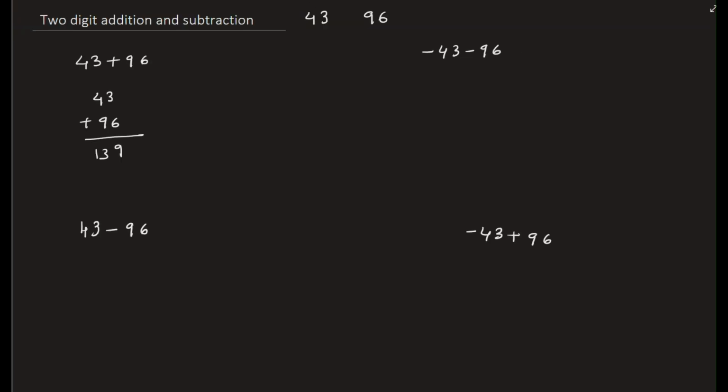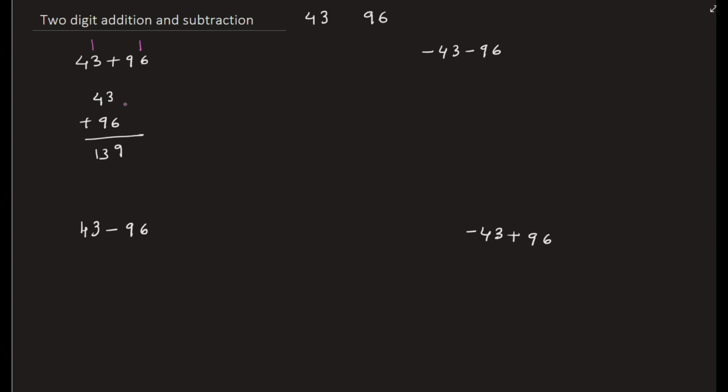So next I will do two-digit addition and subtraction. I have two numbers, 43 and 96. So I will try various combinations of 43 and 96. First I have 43 plus 96. So I write the numbers one below the other in such a way that I have 3 and 6 in the units place, and they come below one another. So the digits in the units place come below one another, and 4 and 9 in the tens place come below one another.